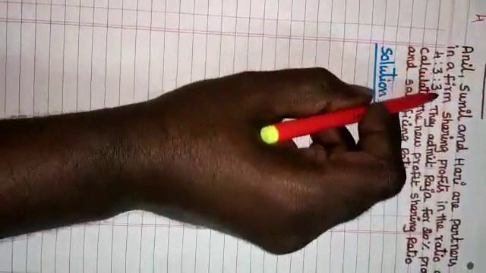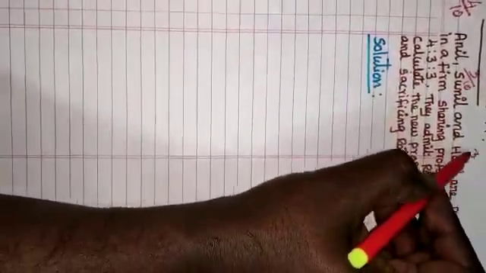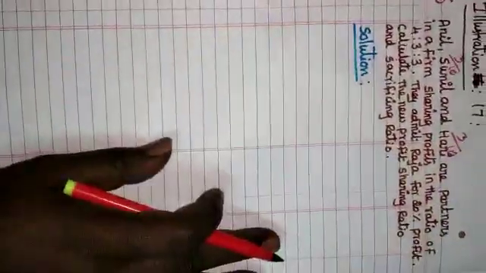Anil 4 plus 3, 7, 7 plus 3, 10. So 4 by 10 for Anil and 3 by 10 for Sunil and 3 by 10 for Hari. So the old ratio is calculated.